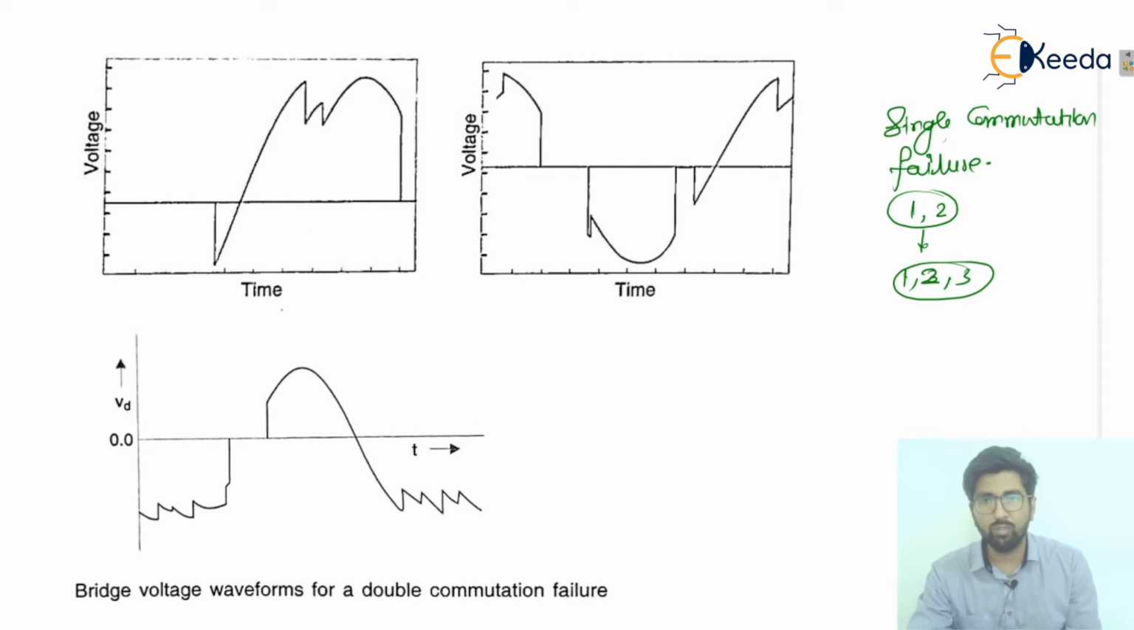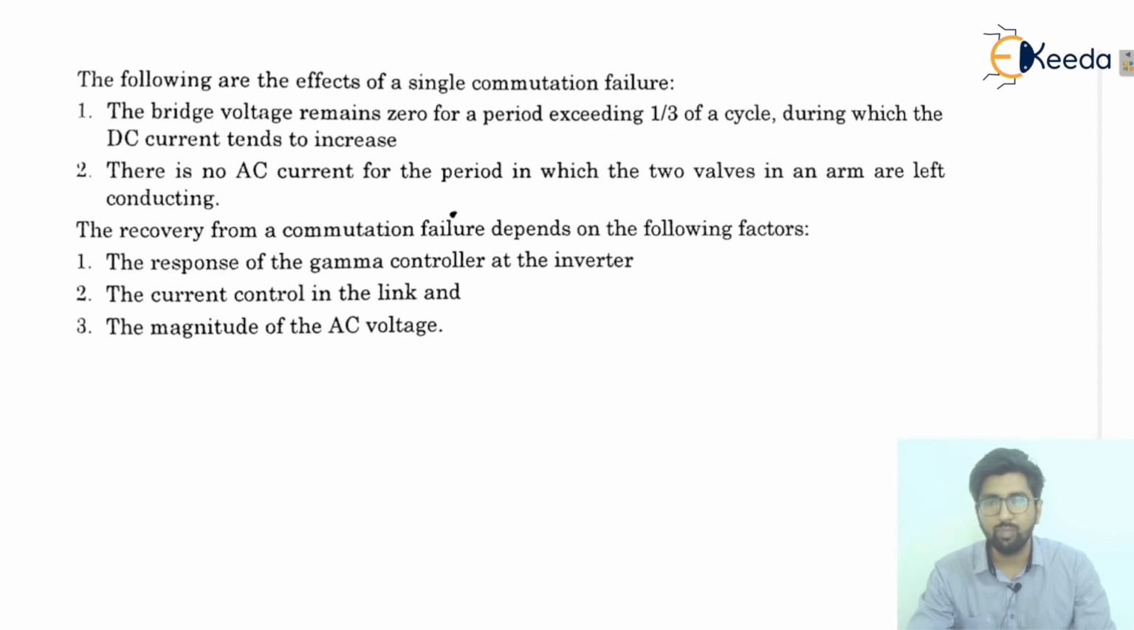So this is what I have taken for valve number 2, the commutation failure for valve number 2, and this is the commutation failure for valve number 3. Now the second one is the bridge voltage waveform for the double commutation failure, which is written here. Now please read these points, these are also important.